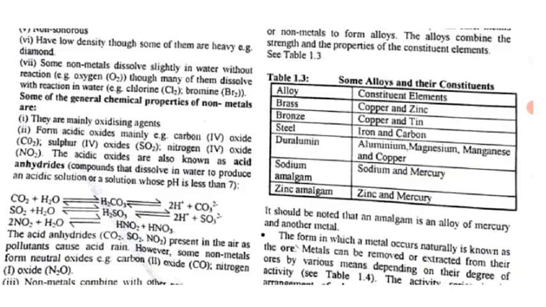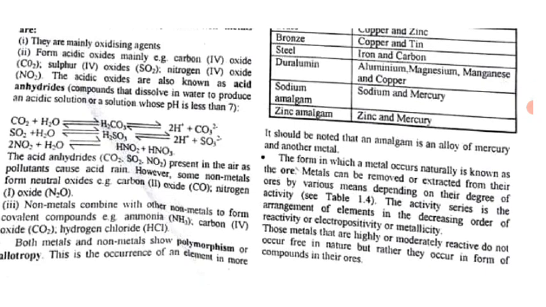Steel, we have iron and carbon. Duralumin, we have aluminium, magnesium, manganese, and copper. Amalgam. Now, anywhere you see amalgam, just know that mercury is involved. For example, we have sodium amalgam, that's mercury and sodium. We have zinc amalgam, zinc and mercury. It should be noted that an amalgam is an alloy of mercury and another metal.